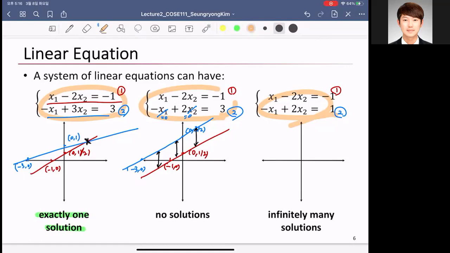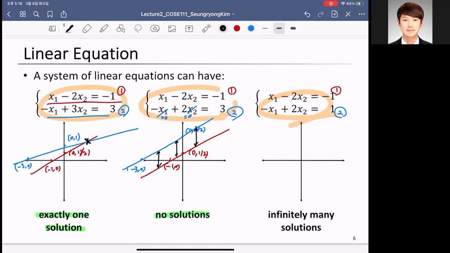불능, 오랜만에 들어보네요. 불능. 그쵸? 해가 없죠. No solution, right? Because we don't have any intersection, right? So in this case, we can say that our linear system does not have any solution. So no solution case, right?